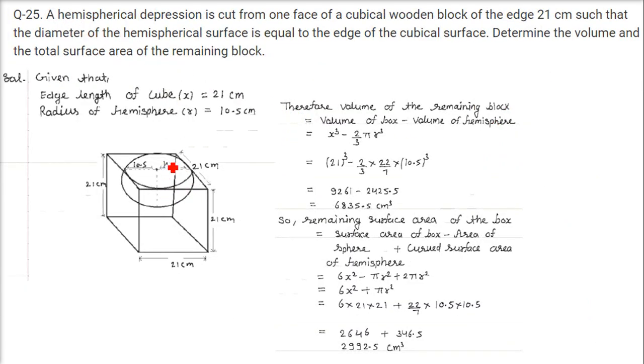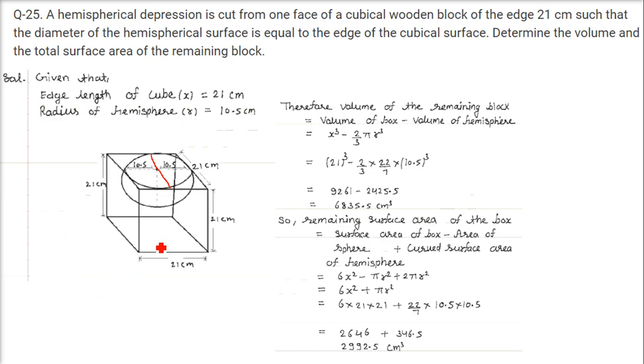A hemispherical depression. This is a hemispherical depression. This is cut out from one face of the wooden block of the edge 21. So the side is 21, such that the diameter of the hemisphere is equal to the side edge, that is 21 centimeter. Determine the volume and total surface area of the remaining block.